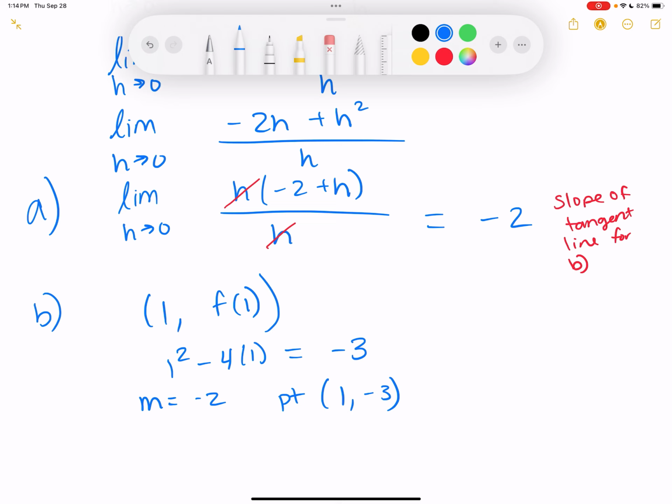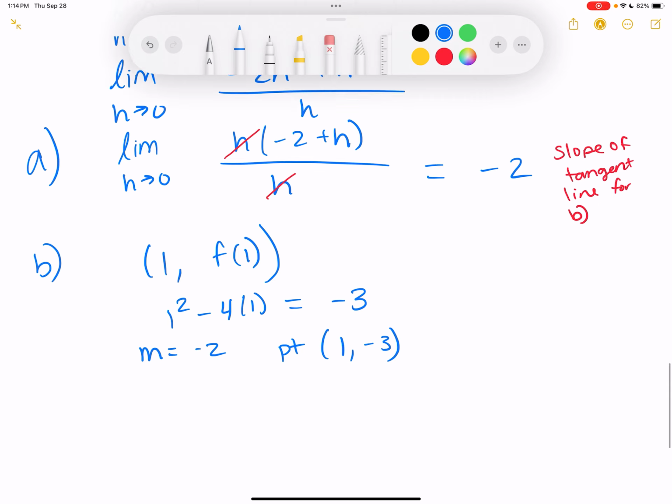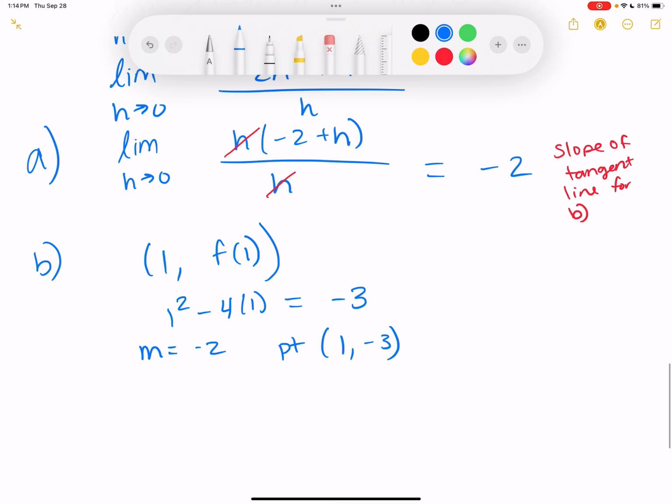So now I have a slope and a point, so I can now write an equation of the tangent line. So y minus negative, so plus 3 is equal to -2 times x minus 1. If you would like to leave it there, that's fine.